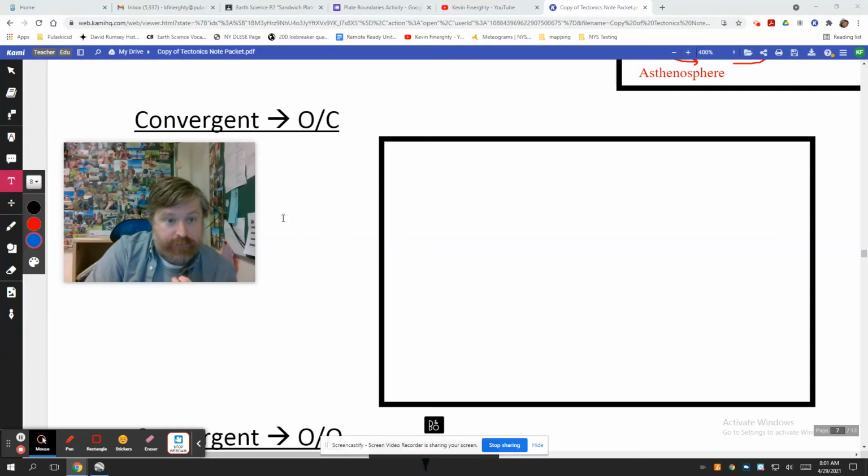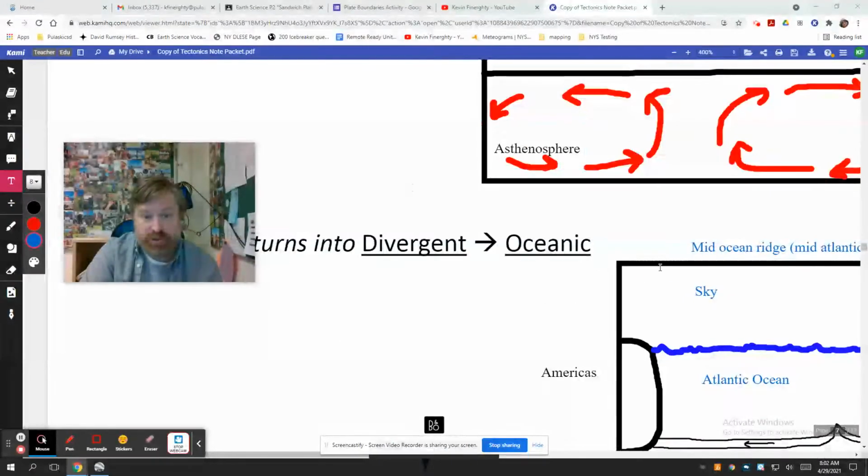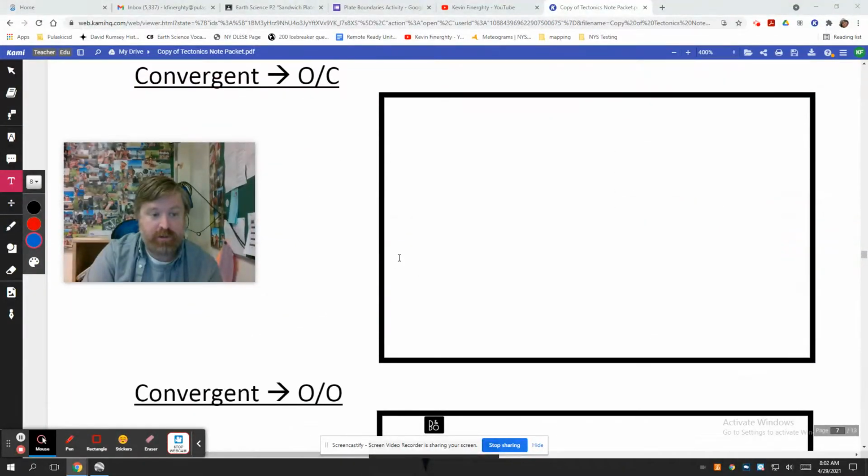Okay, here we go. Convergence, oceanic-continental. Now, take breaks here and there. Don't try to do all of these in a row. This is chucking a whole lot at you. Those three were divergent. Those were all spreading. Take a break.